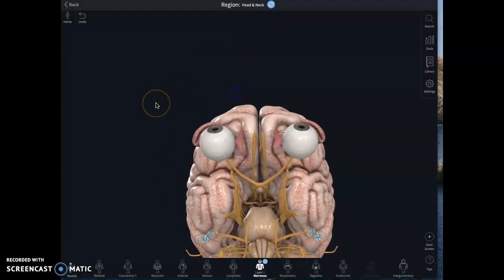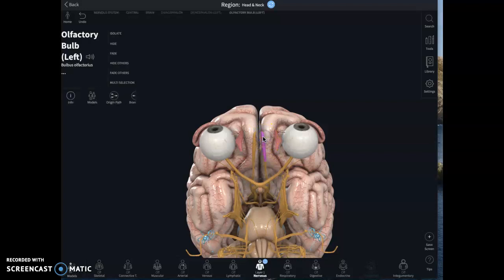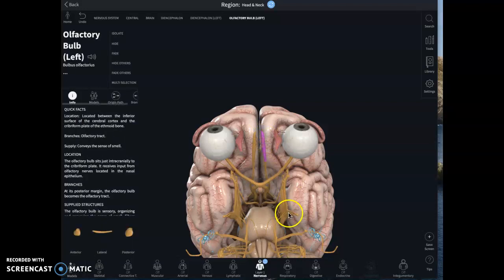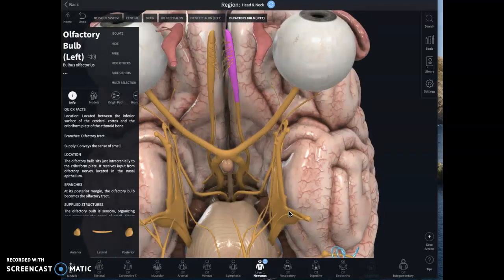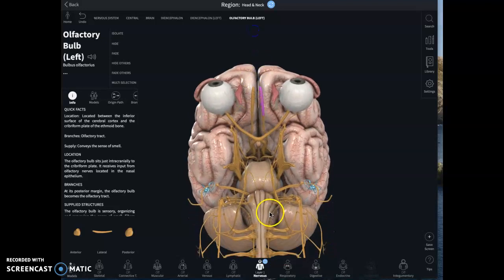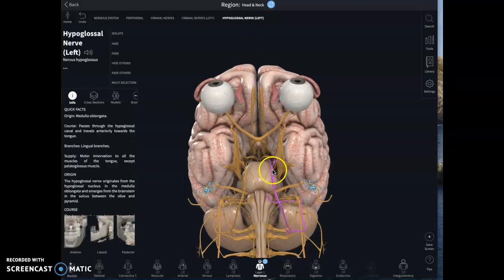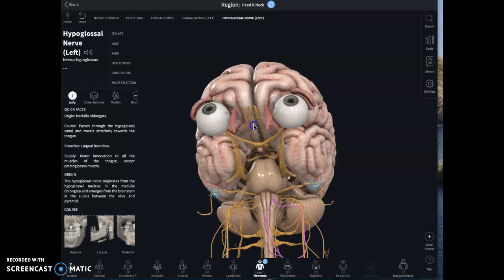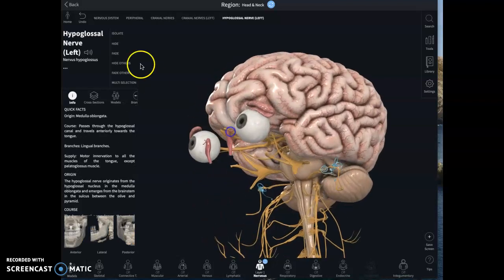So there are 12 cranial nerves. They start at number 1, which is the most rostral. This is number 1, the olfactory nerve. And they move caudally, that's towards the back, and inferiorly. So number 12 is down here, which is the hypoglossal. And here is the hypoglossal nerve. So we're going to look at them.